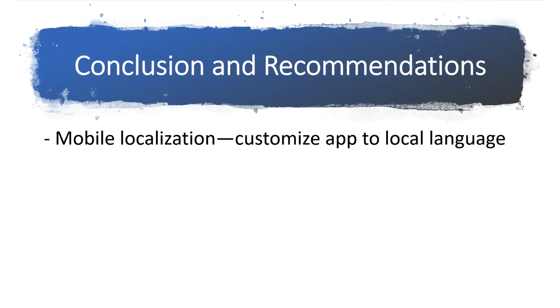Second, mobile localization. Customize the app to the local language. In the real world, people who use mobile phones in the 6 top languages make up 66% of the world's population. Compared with apps supporting fewer than 23 languages, apps with more than 23 languages will achieve more counts. Therefore, mobile localization for at least the top several languages will increase the population of users.